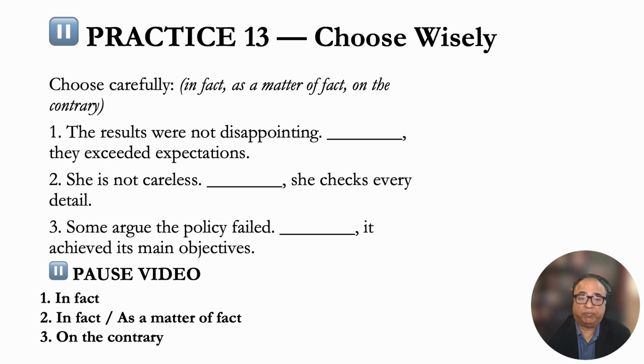Okay, number 1 is in fact. Number 2 is also in fact, or as a matter of fact you could use. It's the same, right? They're both acceptable. And 3 is on the contrary. Some argue the policy failed, but that is not true. On the contrary, it achieved its main objective. It did achieve its purpose, its main objectives. Okay? Very good.